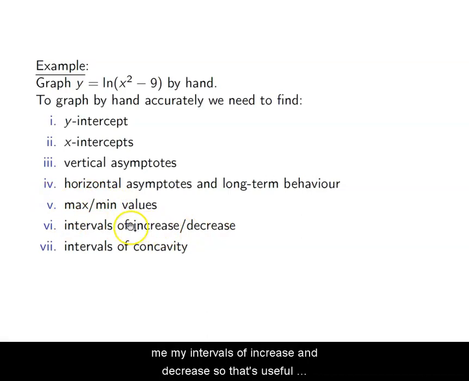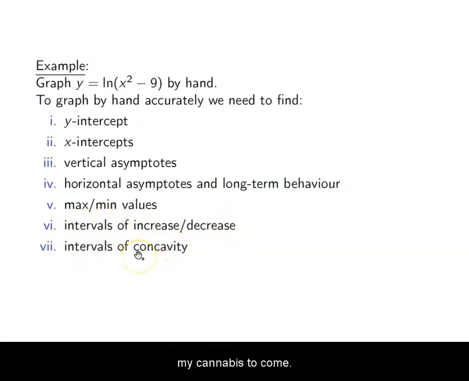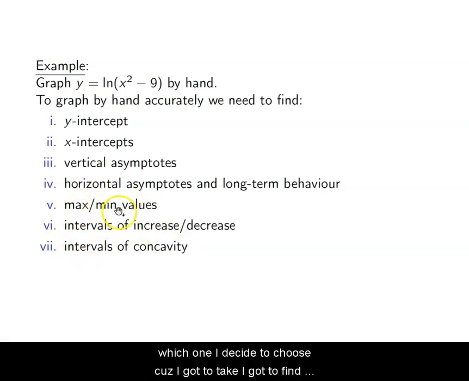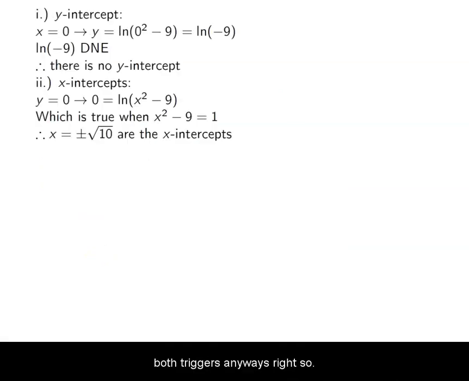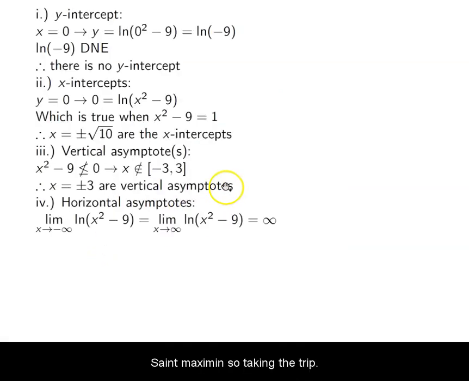So that's useful. If I do the second derivative test, I already get my first derivative, and then I can use that second derivative to look for my intervals of concavity. So it's kind of a wash. It doesn't really matter which one I decide to choose because I gotta find both derivatives anyways, right? So let's come here. So max and min values.